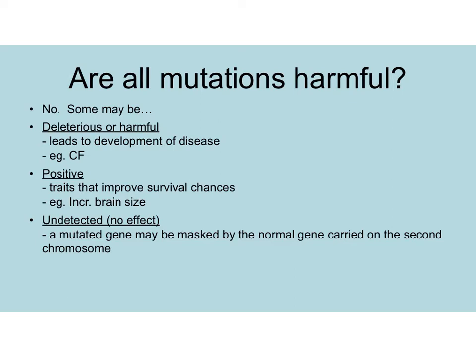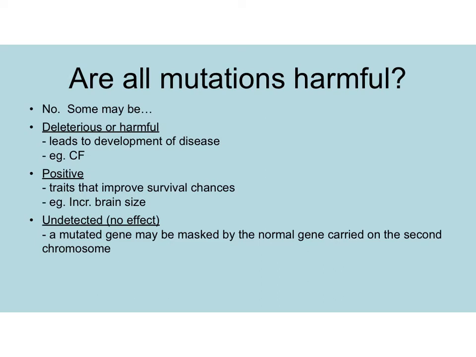Things like evolving a mutation that creates a different protein for stronger muscles or a bigger brain size. That's an example in humans, that we've had mutations that increased our brain size, which enabled us to be more complex. And then there's a lot of mutations that have no effect.